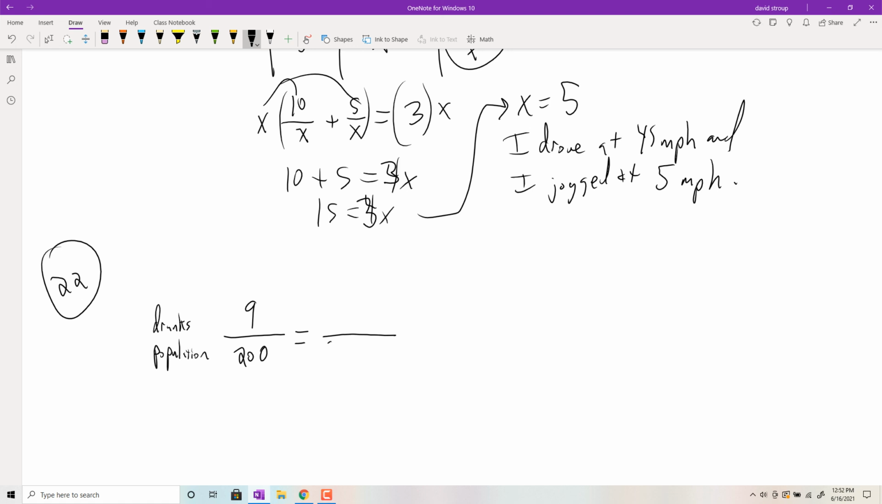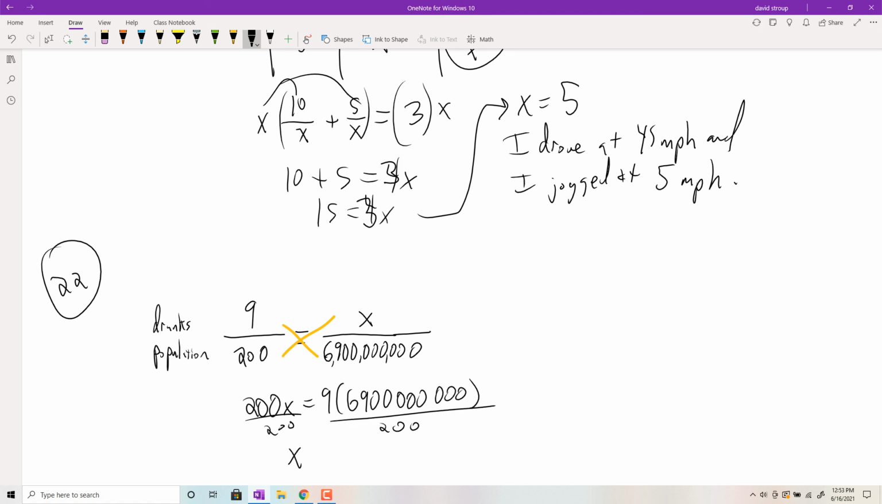So I'm going to write 6.9 billion completely out: 6 billion, 900 million. Then I want to know, based on that one city, how many people I think get drunk every day in the population. So I'm going to cross multiply, and what do I get? 200x equals 9 times 6900000000. I'm going to leave it like that and just divide both sides by 200.